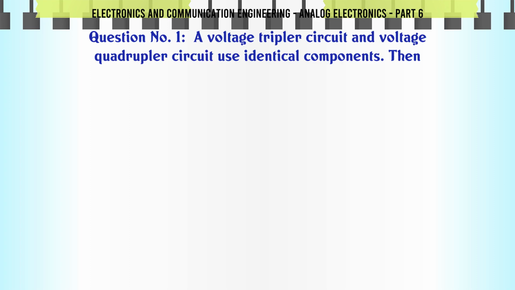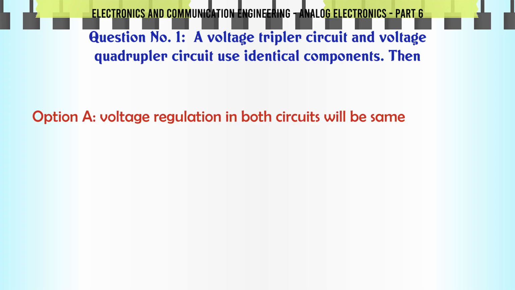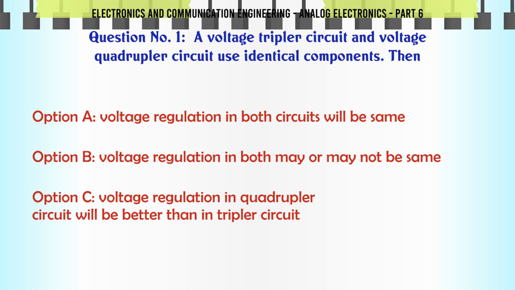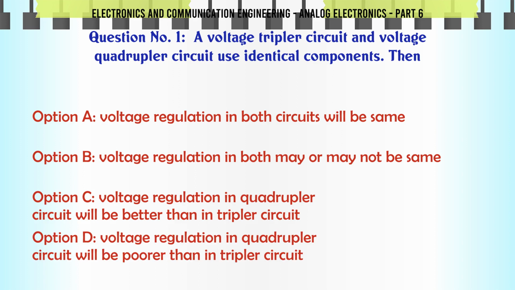A voltage tripler circuit and voltage quadrupler circuit use identical components. Then, A. Voltage regulation in both circuits will be same. B. Voltage regulation in both may or may not be same. C. Voltage regulation in quadrupler circuit will be better than in tripler circuit. D. Voltage regulation in quadrupler circuit will be poorer than in tripler circuit.